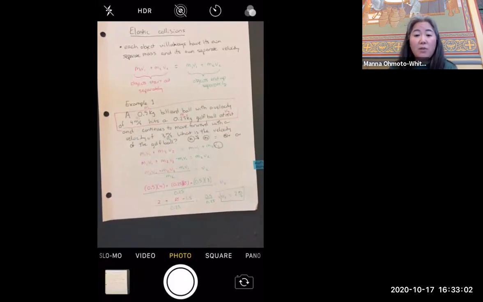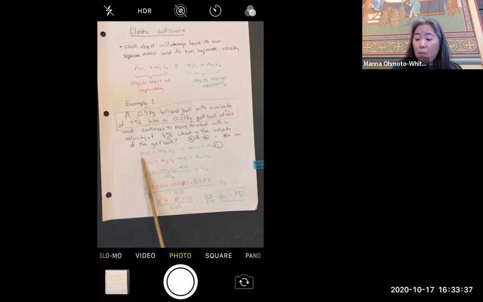So there's a couple of clues that this is an elastic collision. One, they each have their own velocities, right? So the first one has a velocity of 4 meters per second, and the second one's at rest. Then after the collision, after it hits, it continues to move forward with a velocity of 3 meters per second, and we're asking what the velocity of the golf ball is. So it's not the same, they're not together. And it says continues to move forward. There's no mention that they stick together or they crumble or whatever. So these are the clues that we're looking at an elastic collision.